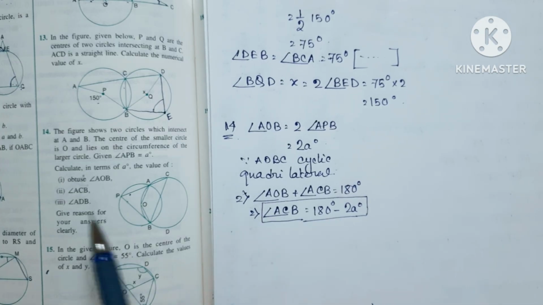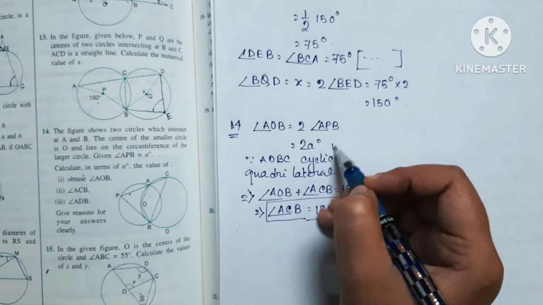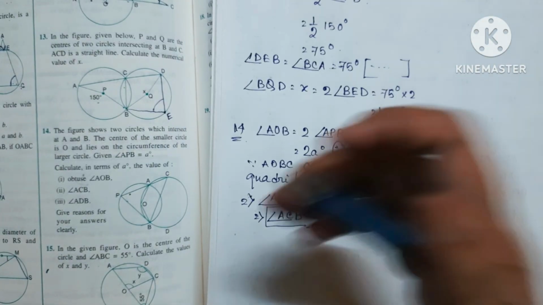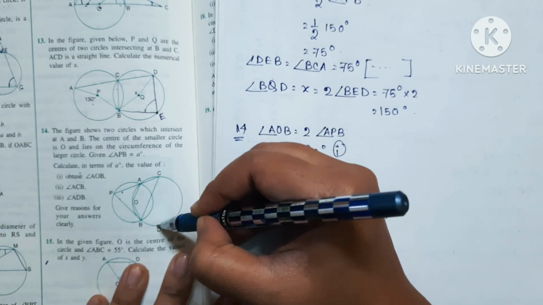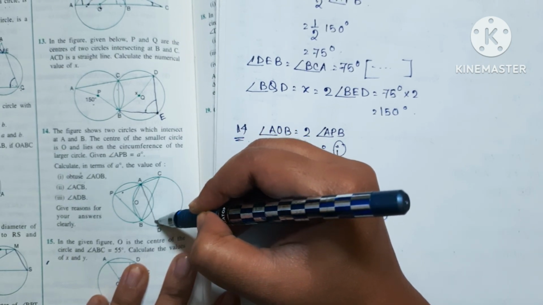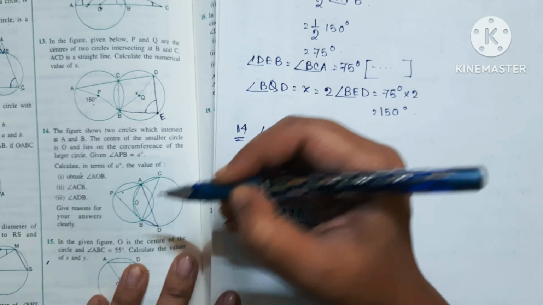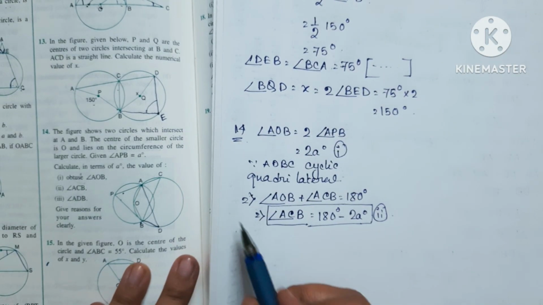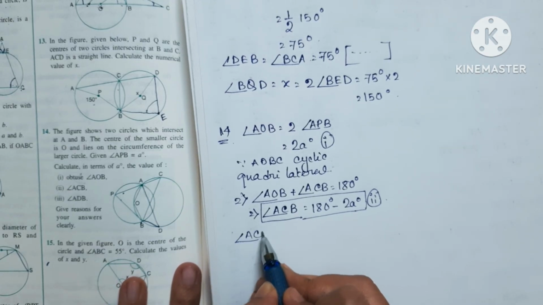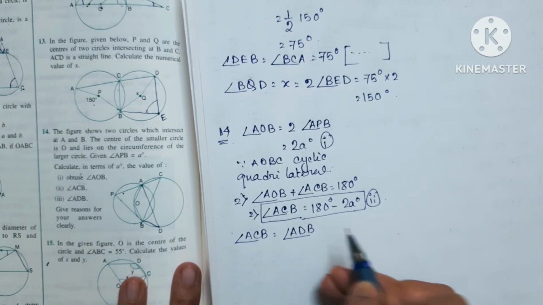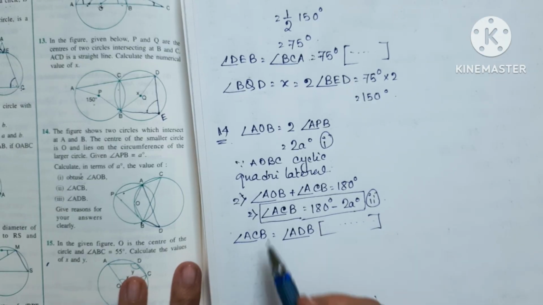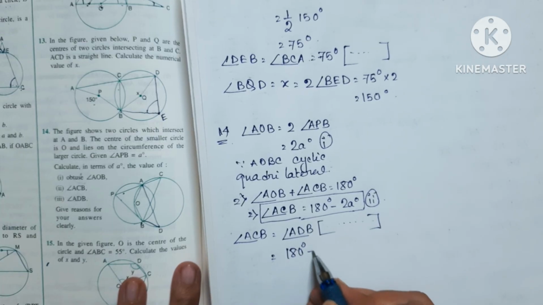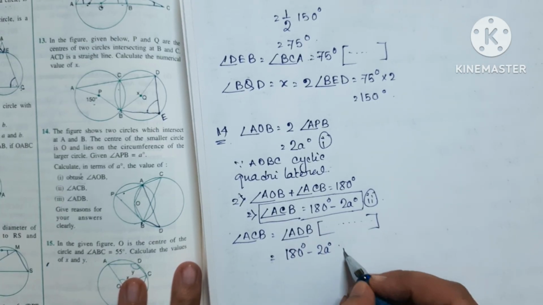So this is the value of angle ACB in terms of A. This one is the answer of 2, this one is the answer of 1. And now ADB. To find out ADB, you have to join, first, A and D, suppose this one is AD, so you have to join AD and BD. Now see one thing: ADB and ACB are on the same segment AB. So angle ACB is equal to angle ADB, since they are angles on the same segment. So it will be 180 degree minus 2A. This is the answer of 3.